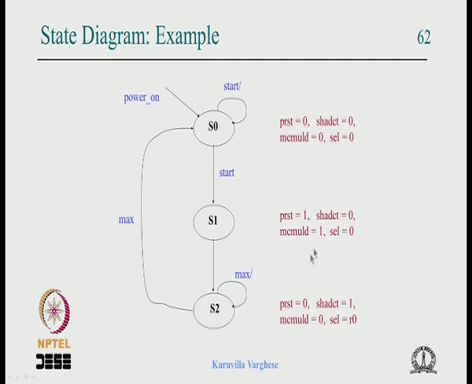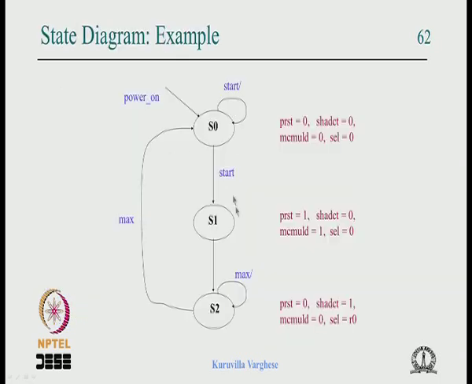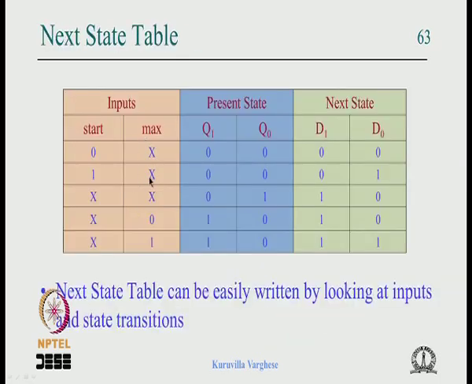Okay, I am warning about various pitfalls, the mistakes people make when designing the state machine. So let us look at both tables, the next state table and the output table. That is what is captured here: this is the present state Q1 and Q0. We have two inputs, start and max, only two inputs. That is what is shown here, and we are decoding the next state, which is a function of the next state table.